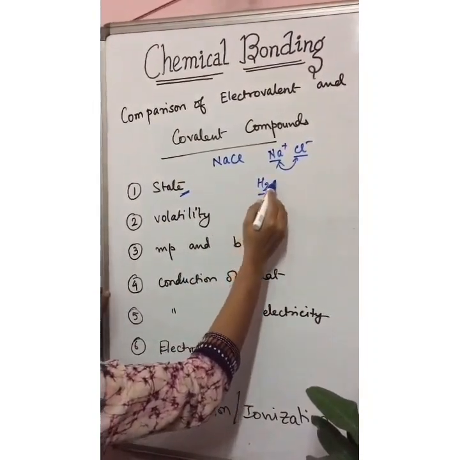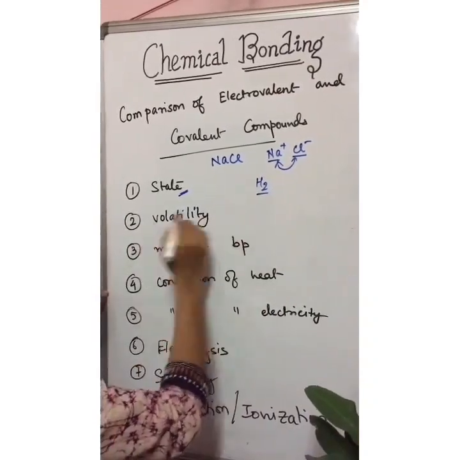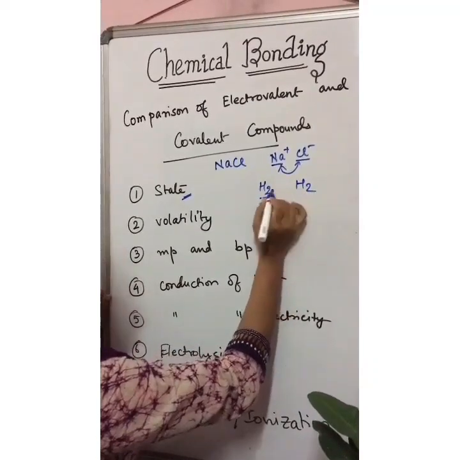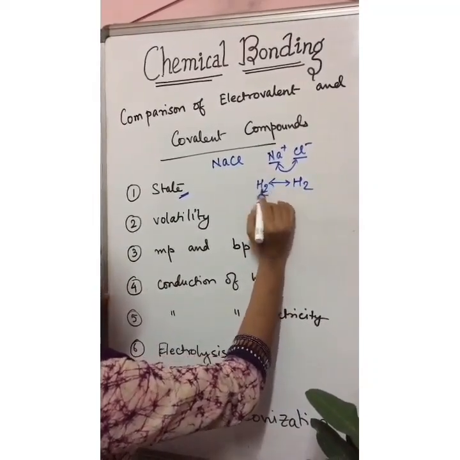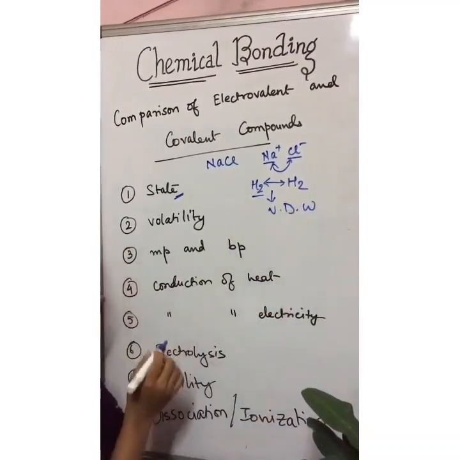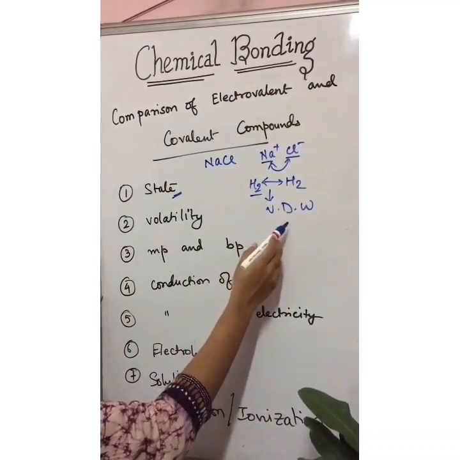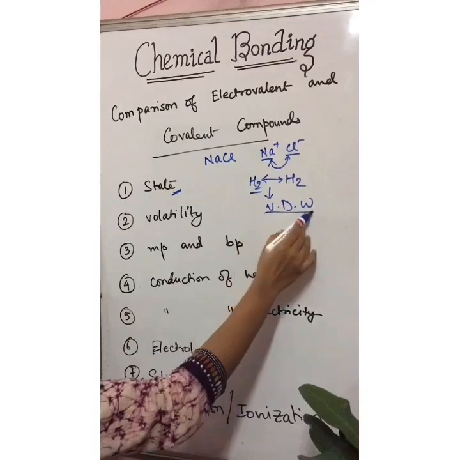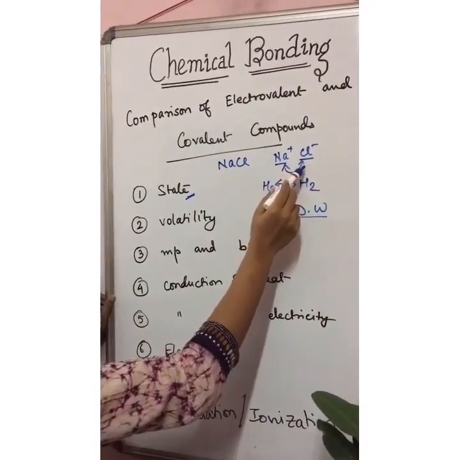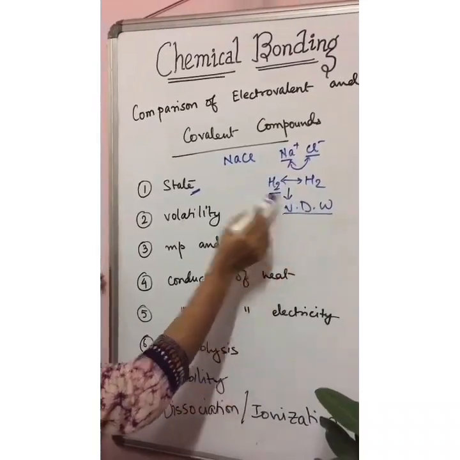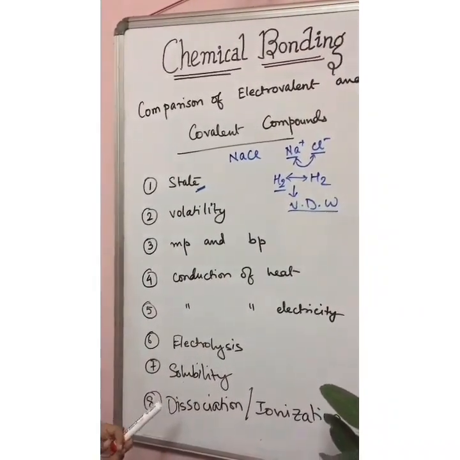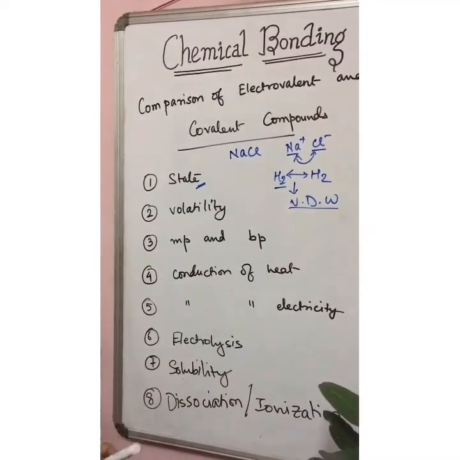Now we know hydrogen gas is gaseous in nature. So in hydrogen, what happens? Between a hydrogen molecule and another hydrogen molecule, there is a force of attraction called the van der Waals force of attraction. This force is much less compared to the electrostatic force of attraction. Hence, covalent compounds can exist as solids, liquids as well as gases.